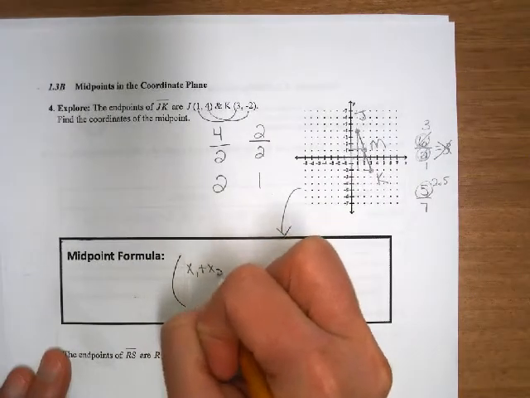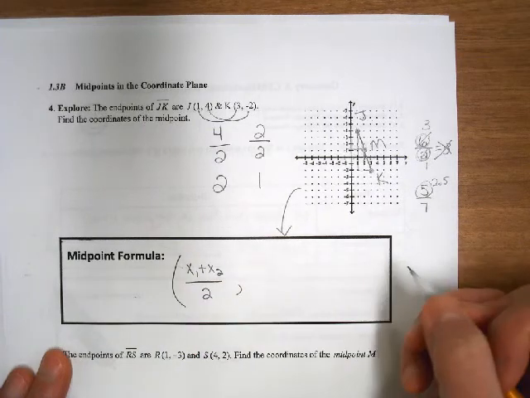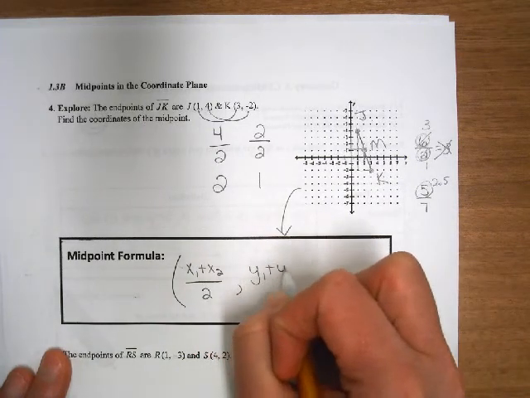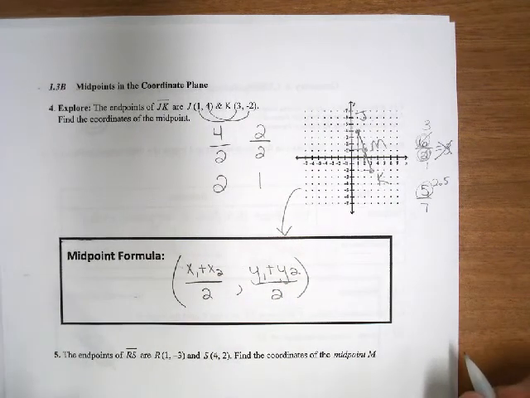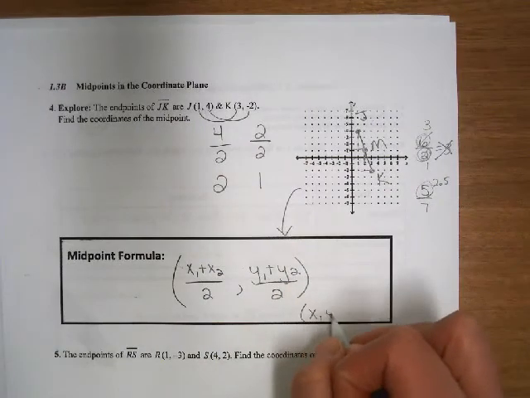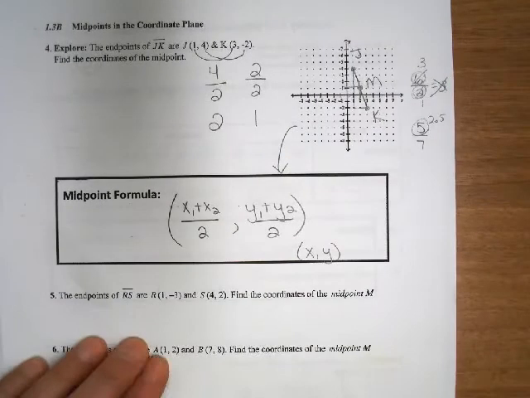So the formula is basically you add the x's together and you divide by 2. And this is a comma, and then you're going to add the y's together and divide by 2. And so you're going to get an ordered pair, like an x comma y answer for your midpoint.